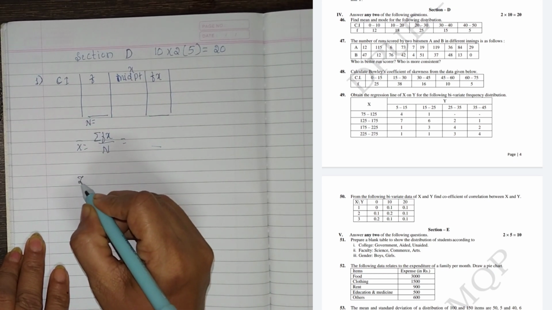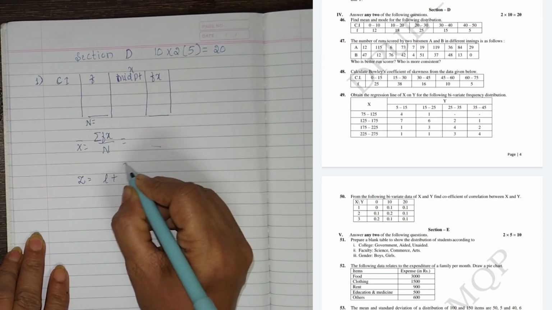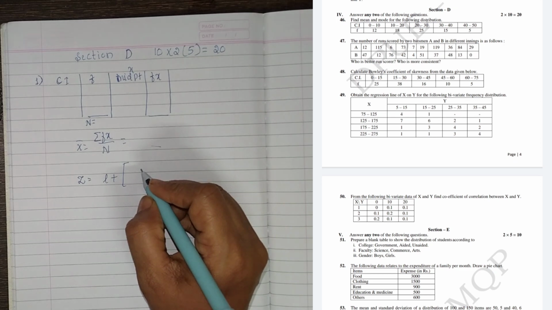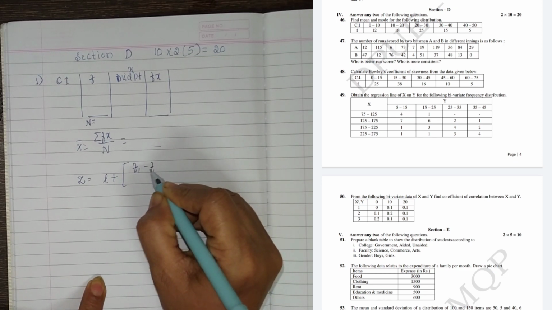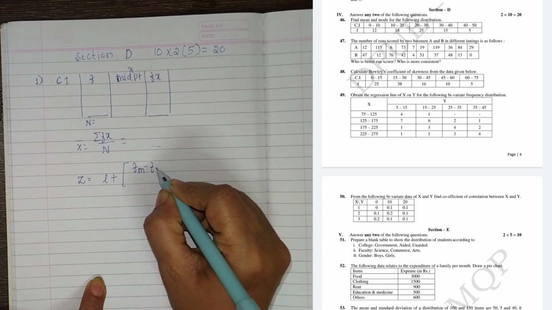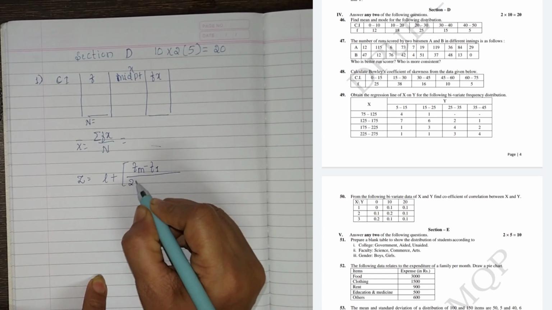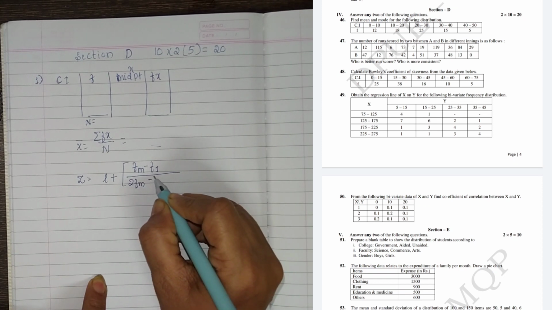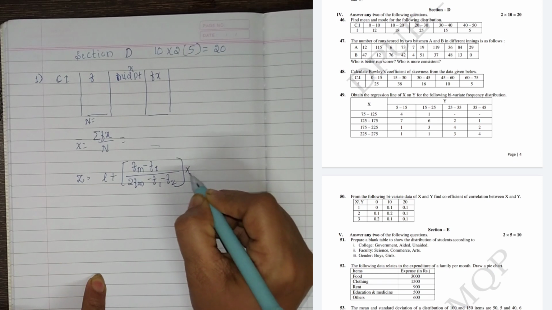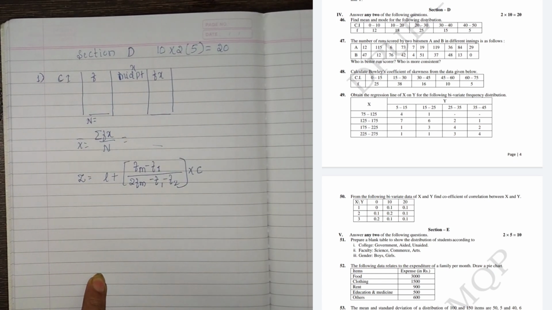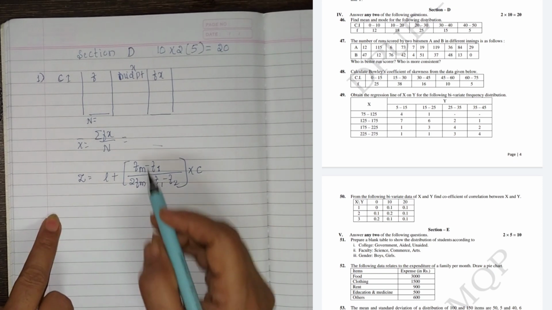Then you have to calculate the mode. What is the formula of mode? L plus F1 minus Fm minus F1, divided by 2Fm minus F1 minus F2, into C.